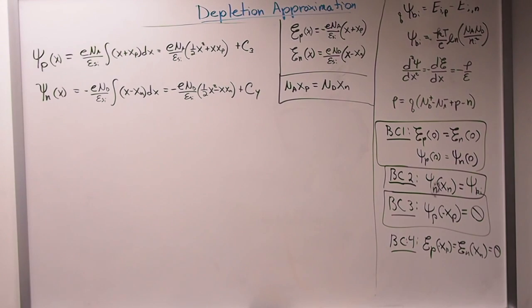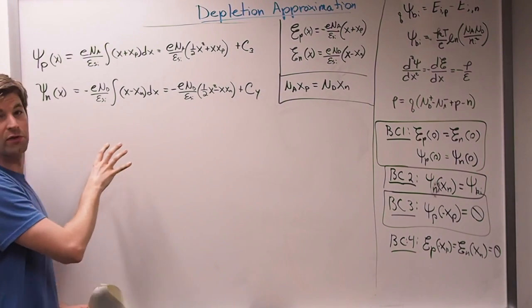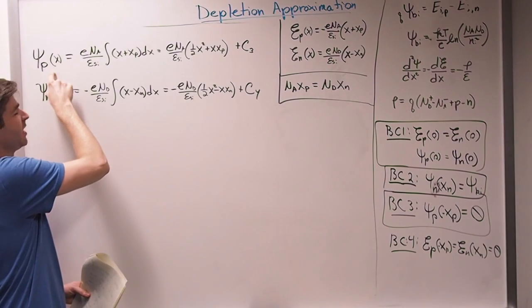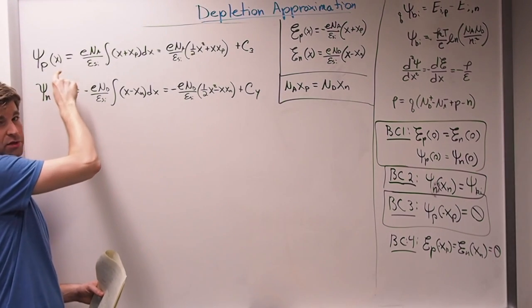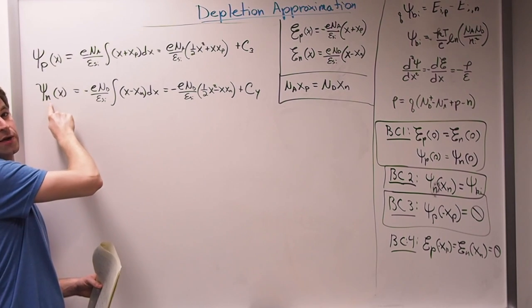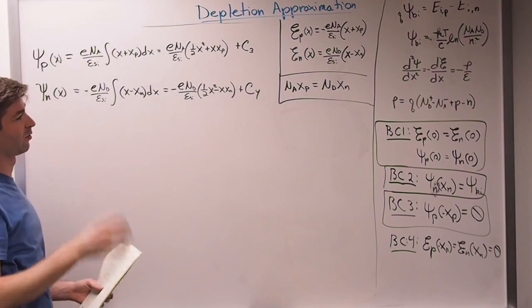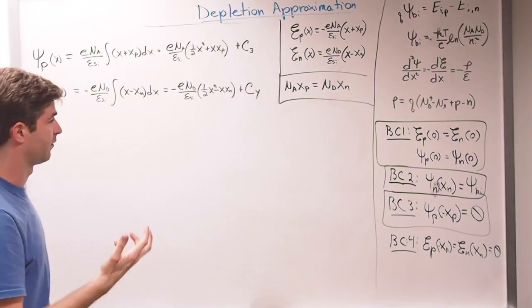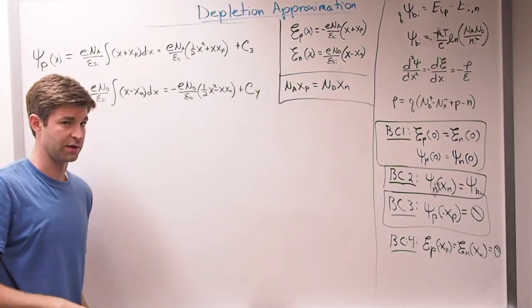Okay, so we left off right here. We have a general solution for our potential in the P depletion region, and a function of potential in the N depletion region, like this right here. So what we want to do now is use our boundary conditions that we already derived to find out what these constants C3 and C4 are.